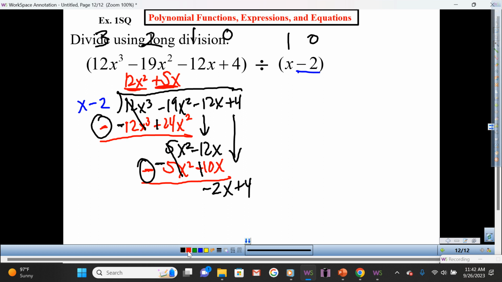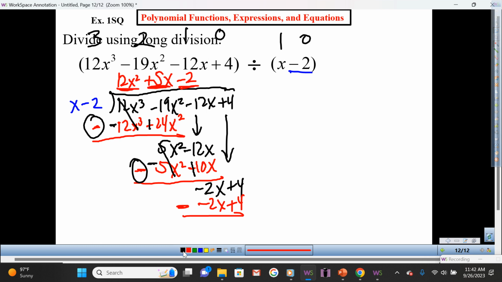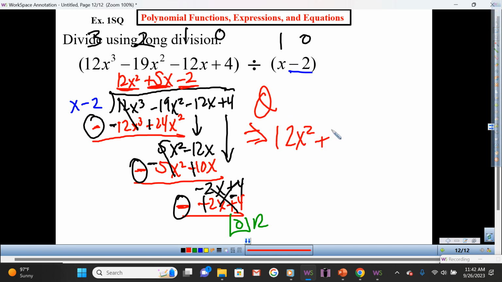Okay? And from there, question: what number times x gives us negative 2x? Negative 2, so that's negative 2x. And negative 2 times negative 2 is positive 4. We subtract, which reminds us to what? Distribute this one here and there. And what do we know? That these cancel, and we're left with 0 remainder. Therefore, our quotient, or our cube, is 12x squared plus 5x minus 2. Hands, have you got that by yourself? Oh yeah, we got this.